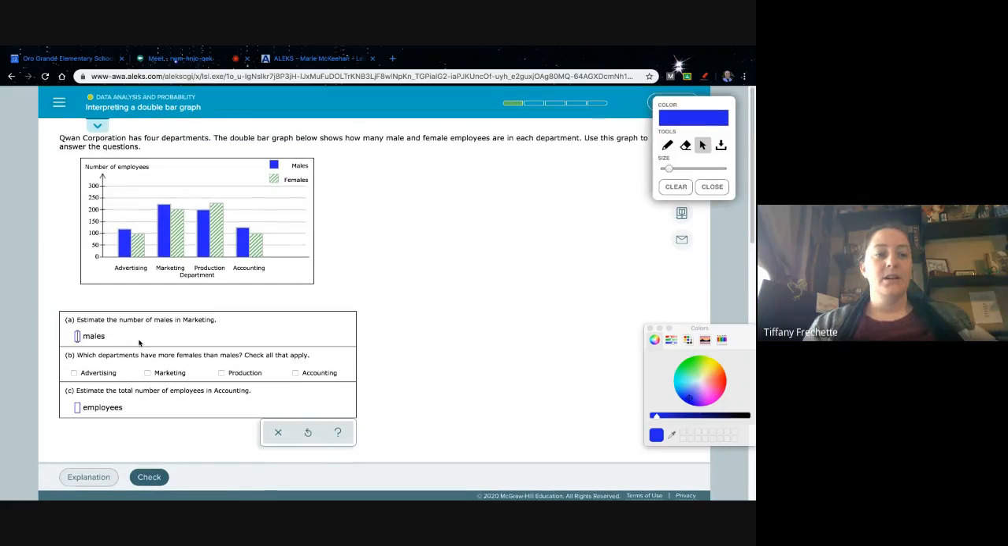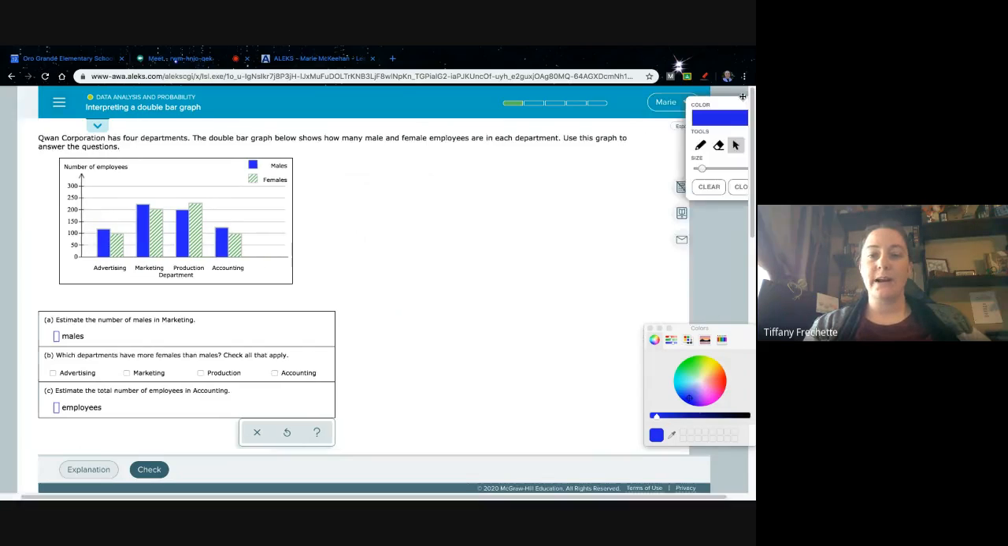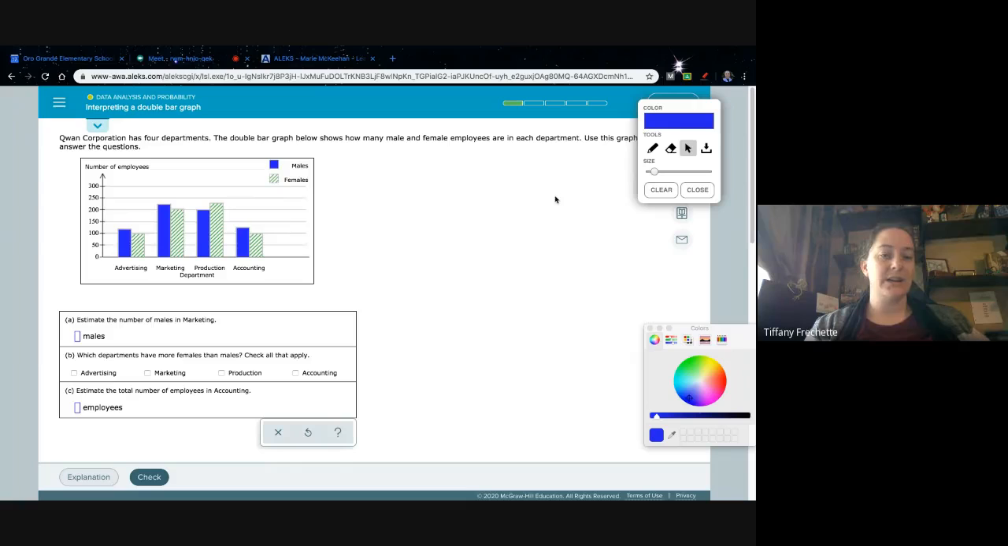Okay. Quan Corporation has 4 departments. The double bar graph below shows how many male and female employees are in each department. Use this graph to answer the questions. All right, so let's look at the graph real quick. So we have number of employees going up the side here. Along the bottom, we have these 4 different departments: advertising, marketing, production, and accounting. And then I know I have males and females. Again, how do I know that? Here's my key. I know which color matches which type.